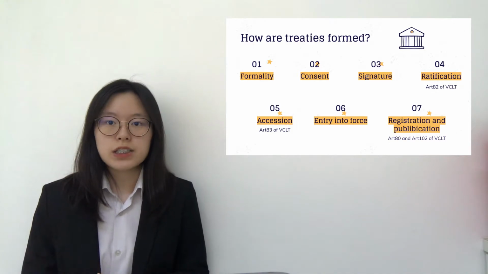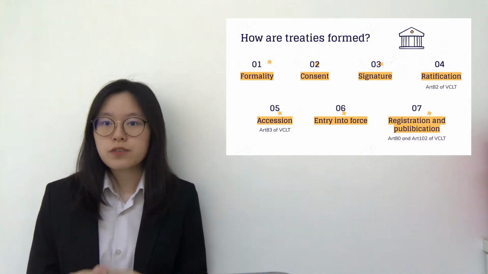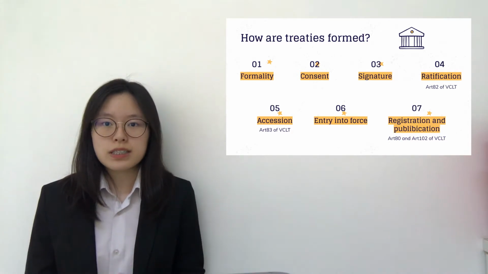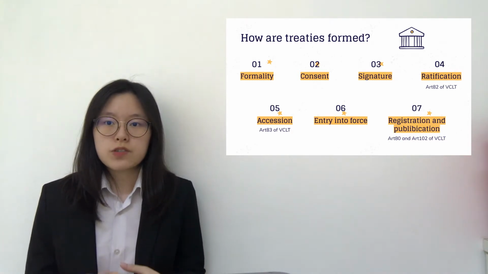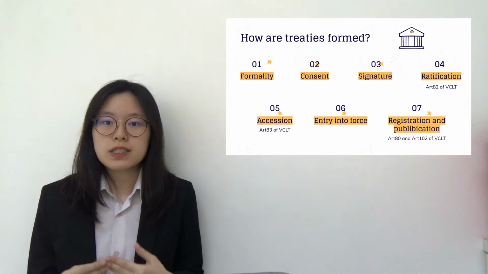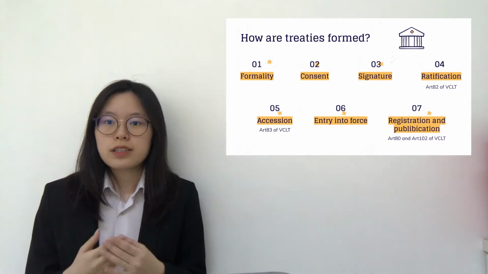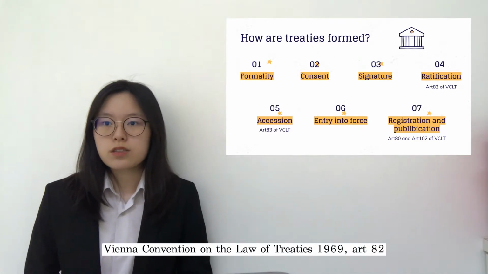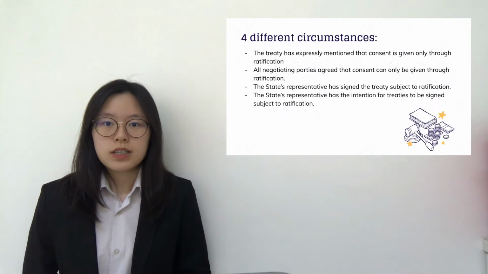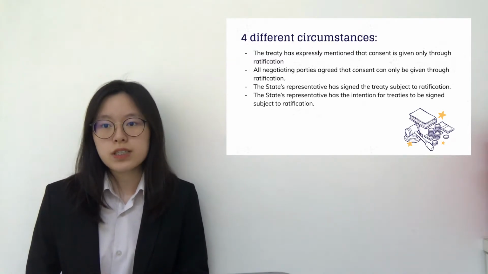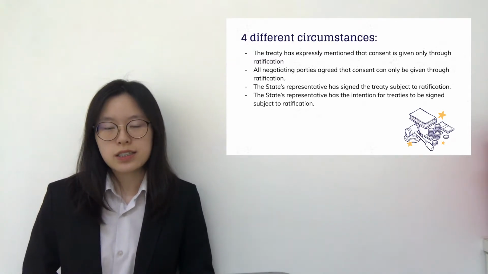Whereas ratification is a two-step express agreement to be bound by the treaty. It requires internal approval within the state. Thereafter, they will demonstrate their willingness to be bound through depositing instruments, normally to the Secretary General of the United Nations, as seen in Article 82 of the Vienna Convention. A state can enter into a treaty through ratification under 4 different circumstances, as seen in the slides.